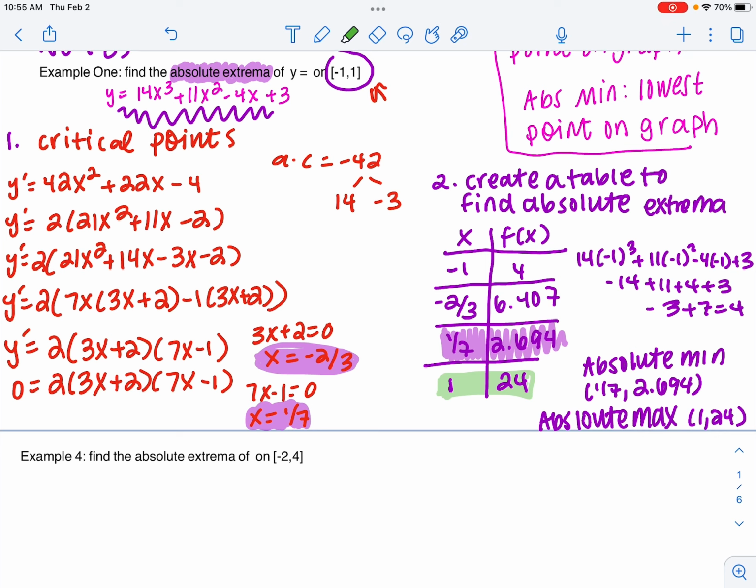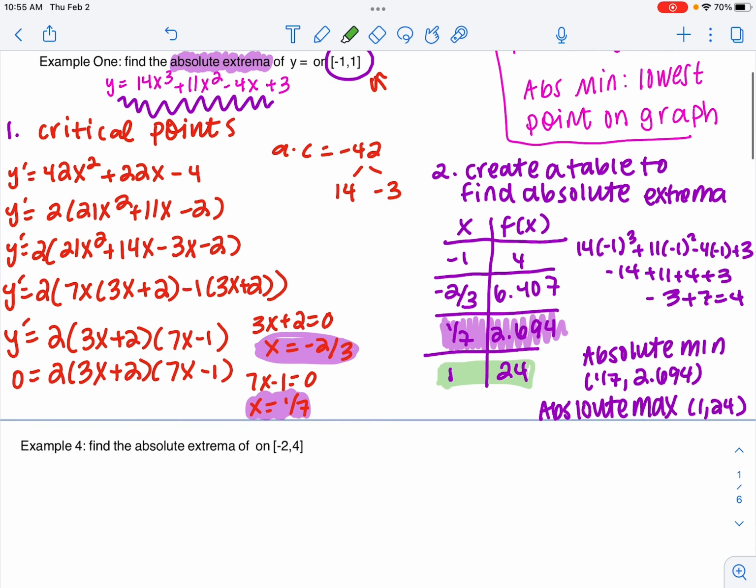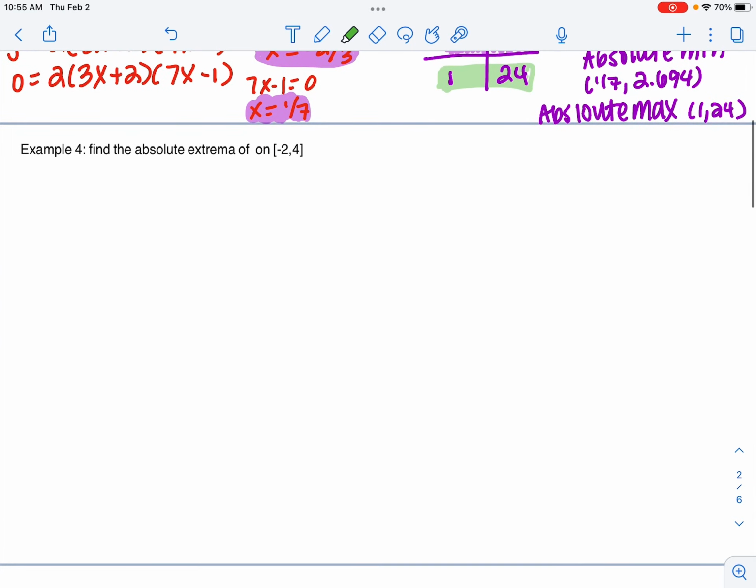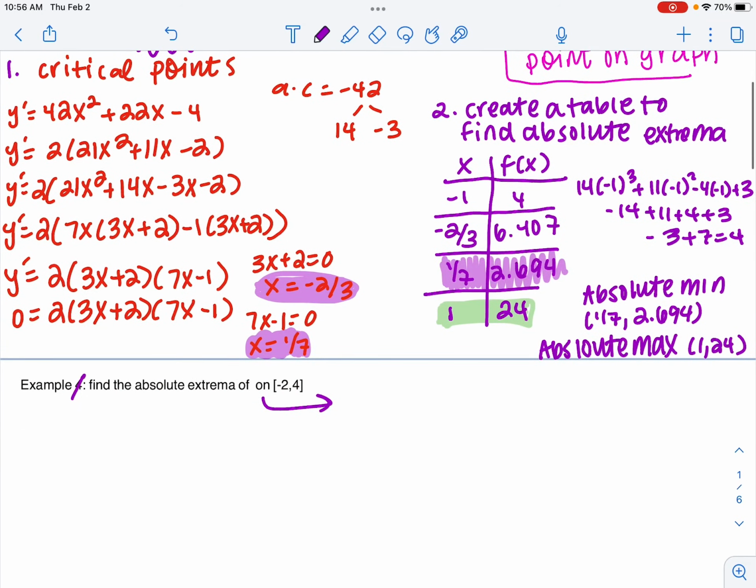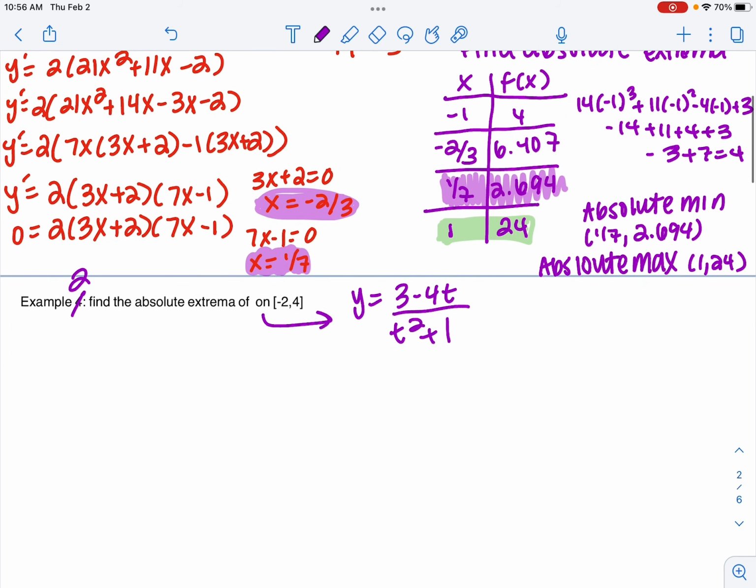So I want you guys to try the next one on your own. I'm just going to write out the work, and you can follow along, but I'm not going to speak it out loud. So try the next one. Sorry, you can't see it right here. My computer kind of glitched out on me, but this is example 2. The equation is y equals 3 minus 4t over t squared plus 1. And there are still endpoints we have to consider, which are -2 and 4. So I will work on these while you guys work.